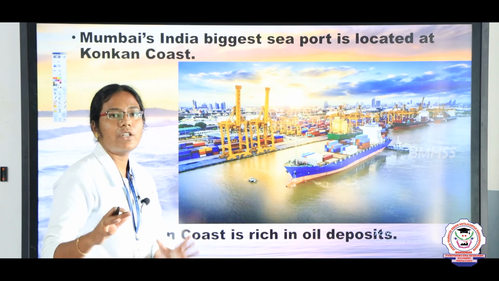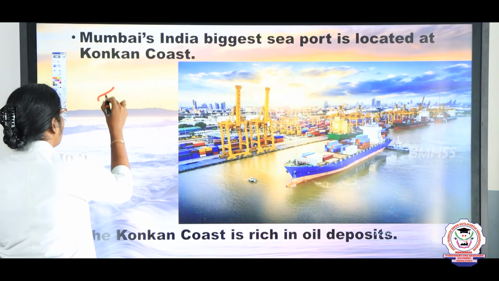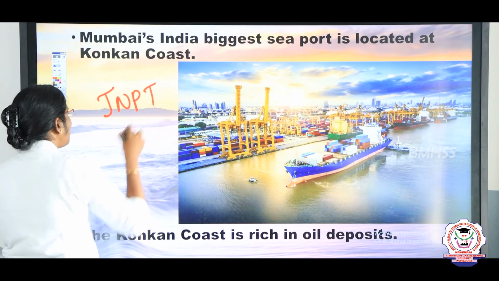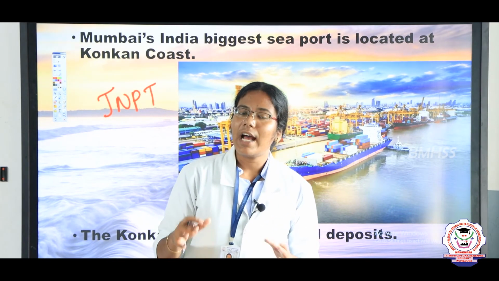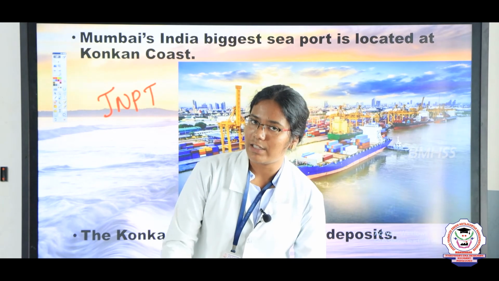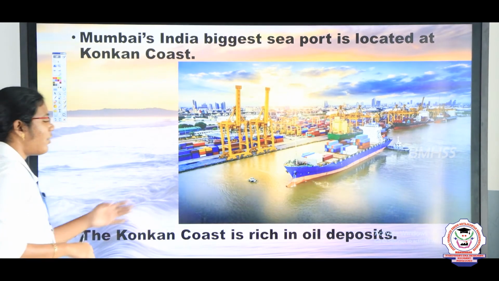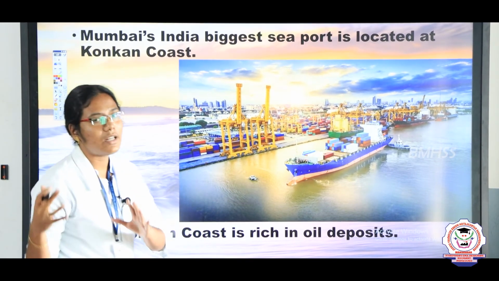At the Konkan coast, it is named JNPT, which means Jawaharlal Nehru Port. It is located at Mumbai on the Konkan coast. Next, the Konkan coast is rich in oil. The Konkan coast is rich in oil deposition.